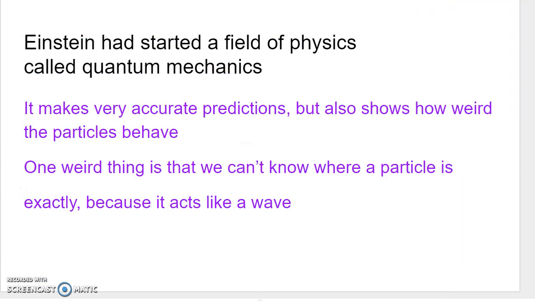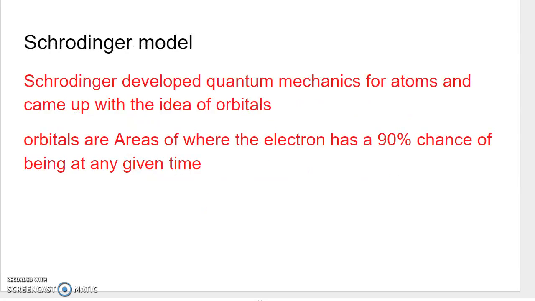So Einstein started a field of physics called quantum mechanics. It makes very accurate predictions, but also shows how weird the particles behave on the atomic level. One thing that is very strange is that we can't know where a particle is exactly. As I said, Schrodinger's model developed quantum mechanics for atoms. Orbitals are what we have now instead of orbits. They are areas where the electron has a 90% chance of being at any given time.